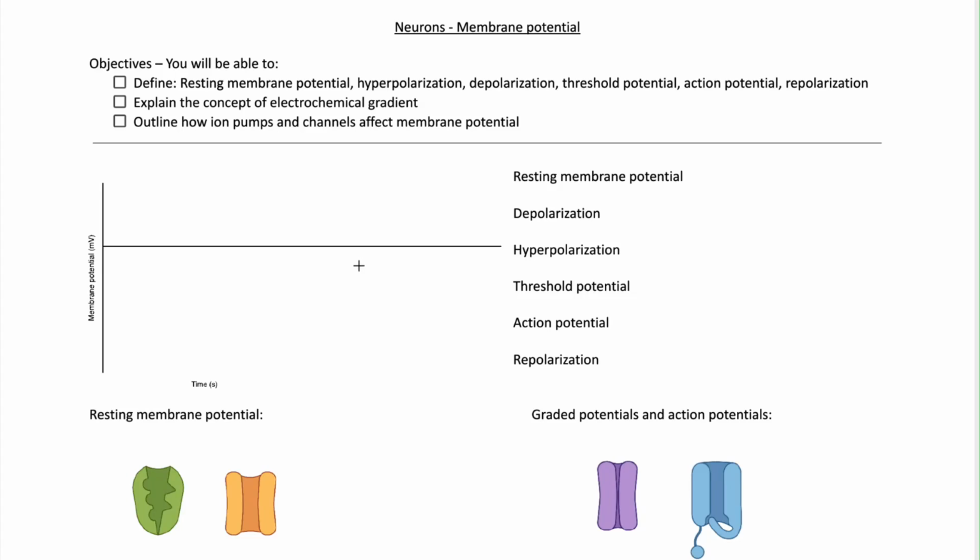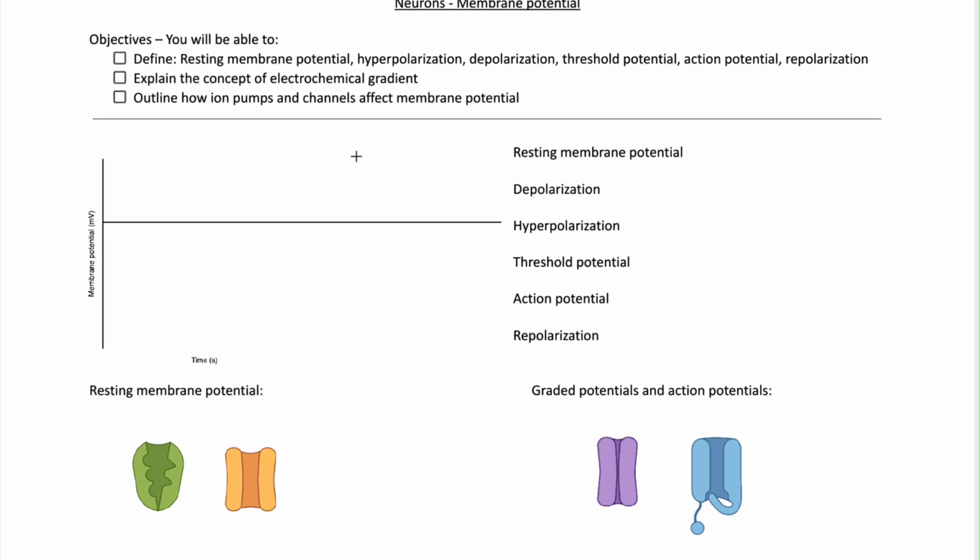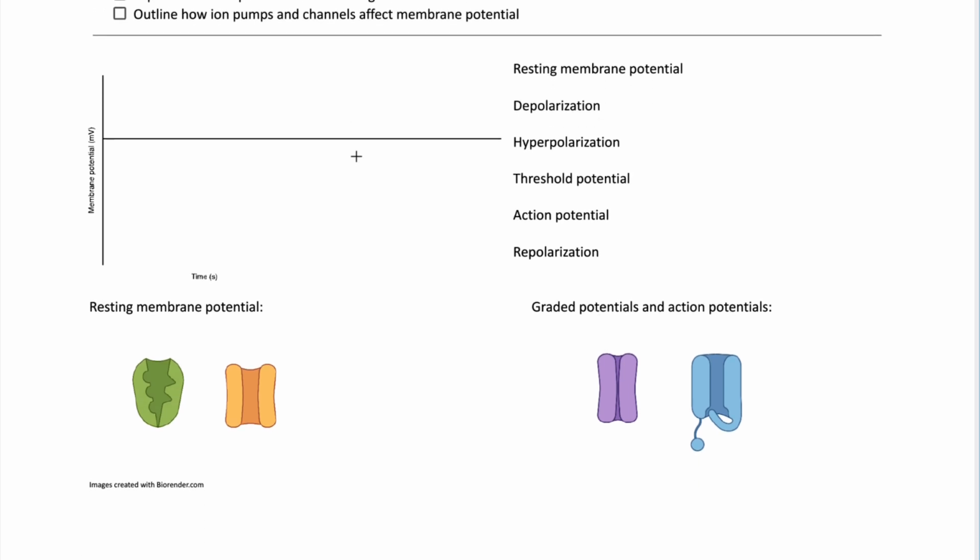In this lesson, we continue looking at neurons by considering membrane potential. We're going to define a bunch of terms related to membrane potential, explain the concept of the electrochemical gradient, and look at how ion pumps and channels affect the membrane potential.